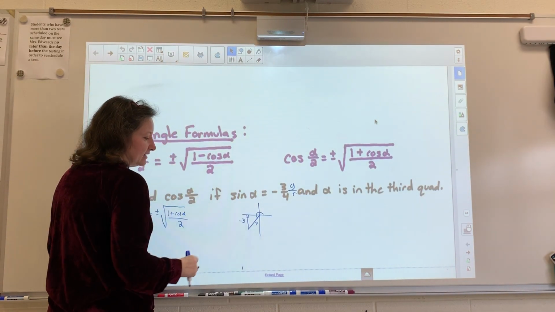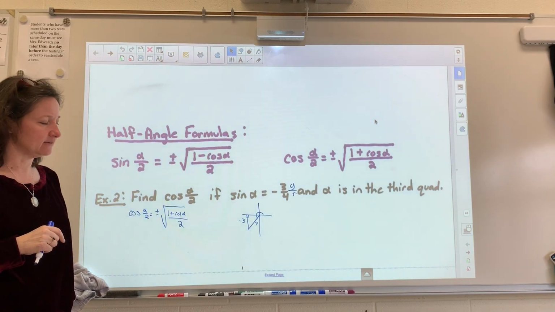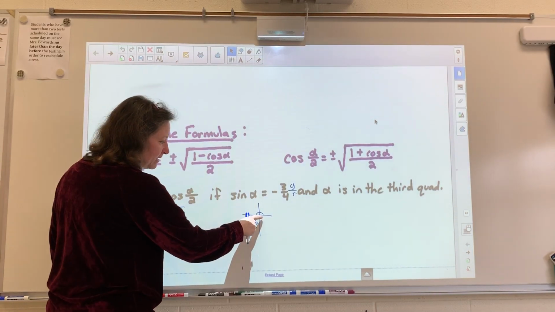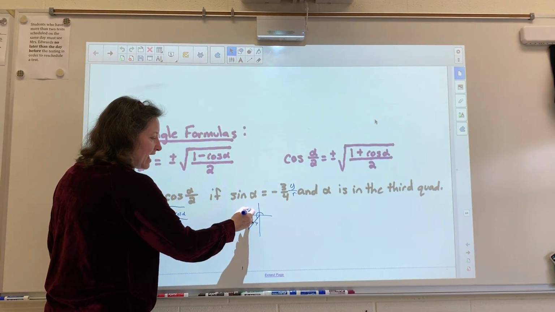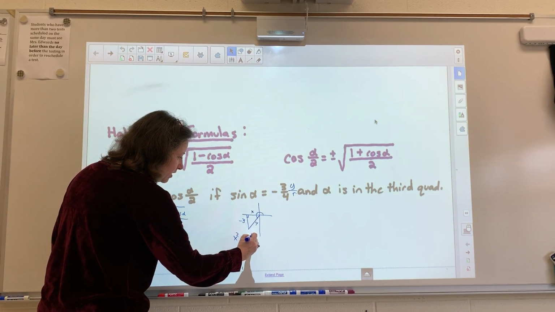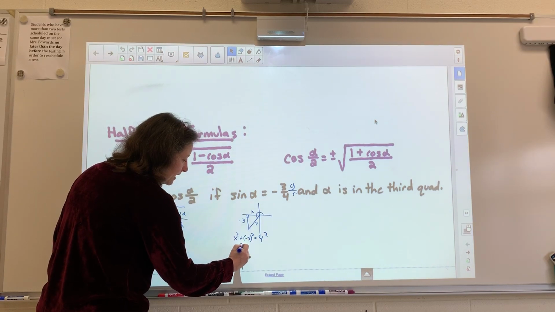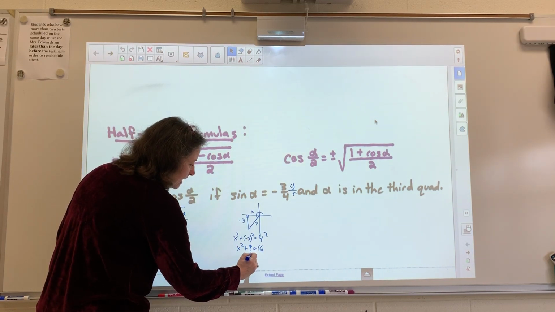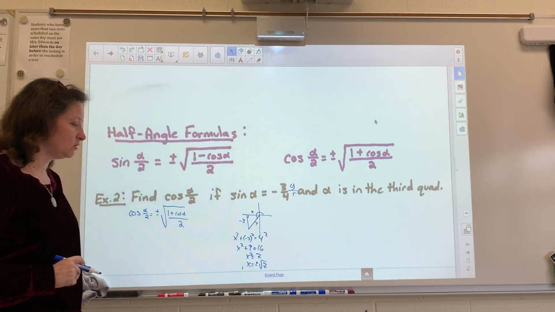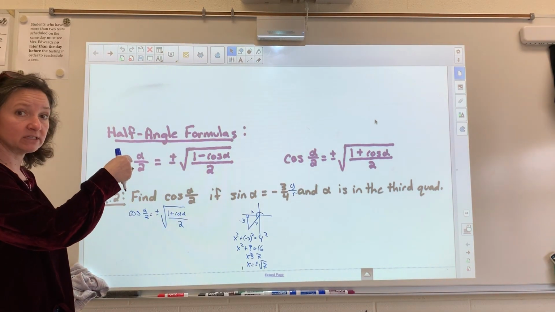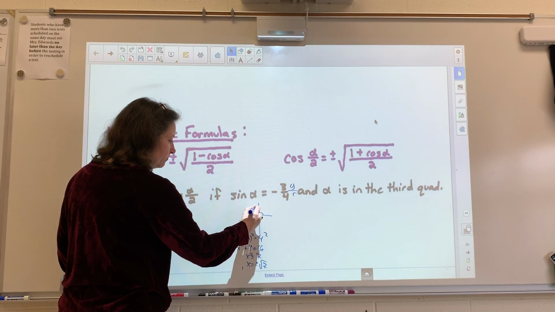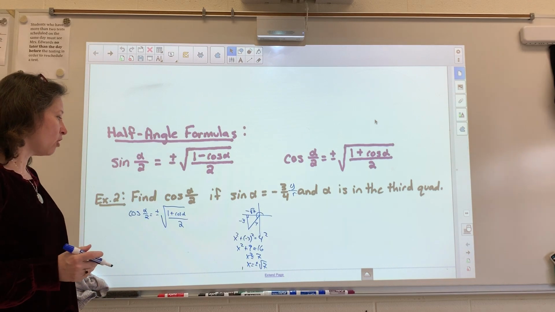And I need to find my x. Is this a special triangle? It is not. 3, 4, 5, 5 would be your hypotenuse, your longest side. This is my hypotenuse. So how do I get my x? My Pythagorean theorem. So x squared plus negative 3 squared equals 4 squared. X squared plus 9 equals 16. X squared equals 7. So x equals plus or minus root 7. How do I decide if it's positive or negative? Based on where it's located. If I'm going to the left, then x will be negative root 7. So now I have all my parts.